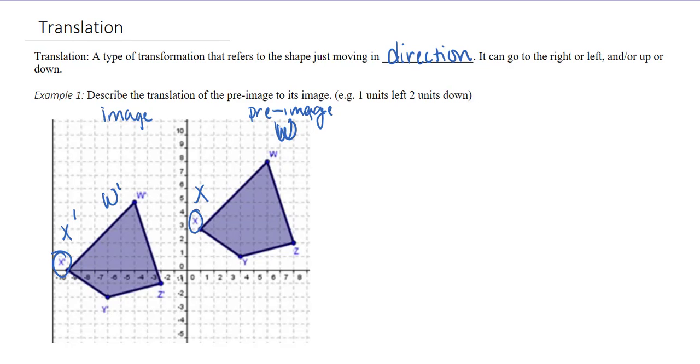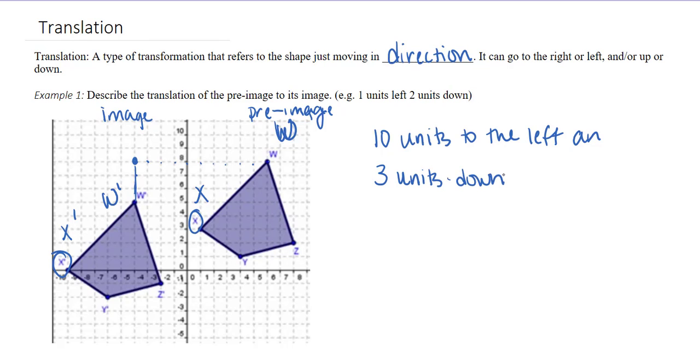To go from w to w prime, we need to go over 1, 2, 3, 4, 5, 6, 7, 8, 9, 10. This is the same line, so 10 units to the left. And then how many units down? We go 1, 2, 3. So 3 units down. That's how we would describe it: 10 units to the left and 3 units down.